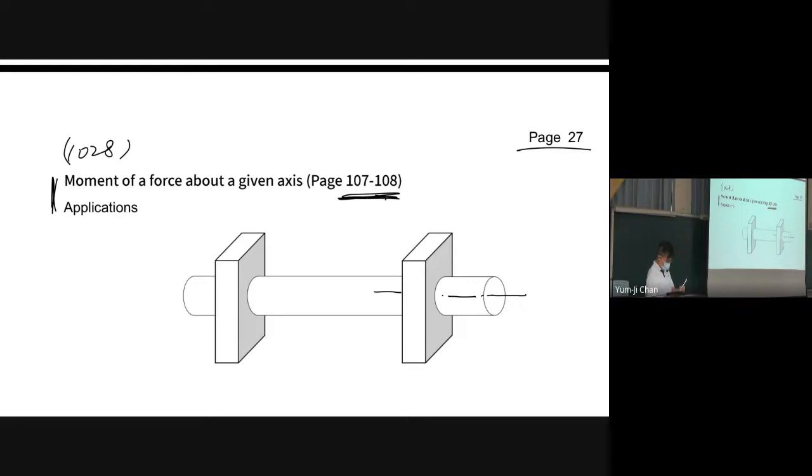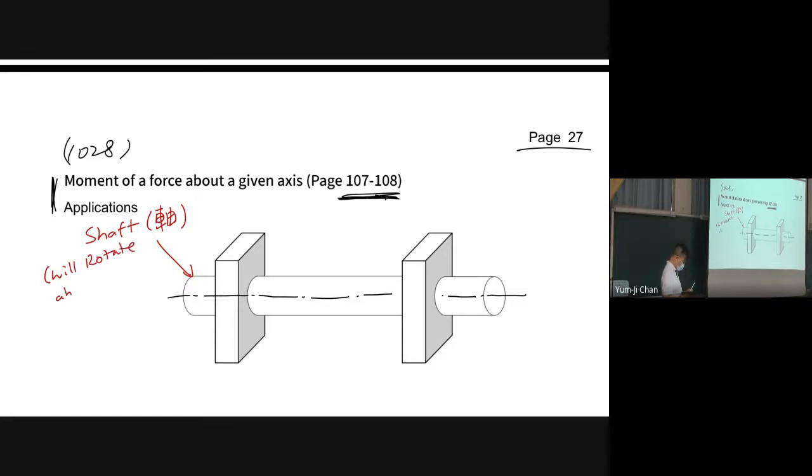Now, this is a shaft. In mechanics, a shaft means it will rotate about OA. O is here, and sorry, OC. I think I should write it as OC.